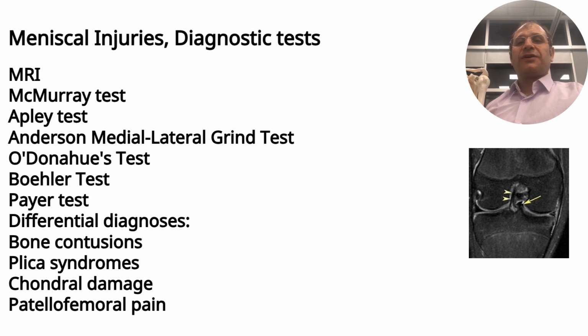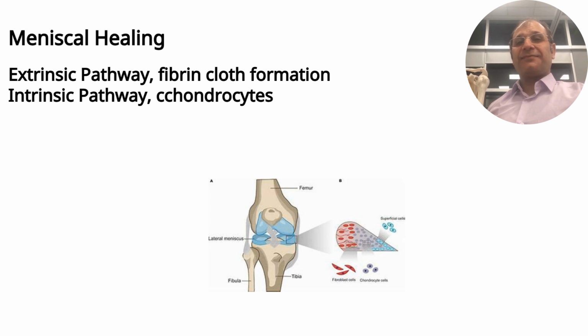Differential diagnoses include bone contusions, plica syndromes, chondral damage, and patellofemoral pain. Meniscal healing. In 1936, King noted that a connection to the peripheral blood supply is essential for meniscal healing. Meniscal tears in the peripheral region can heal through two pathways, extrinsic and intrinsic.